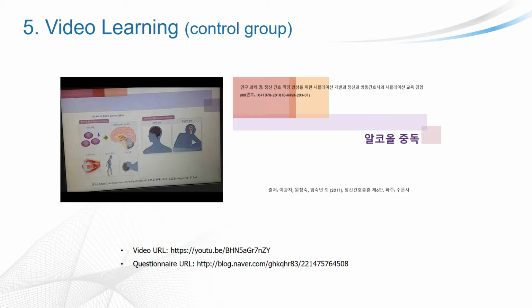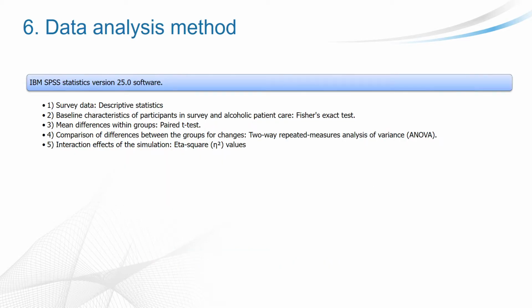The control group participated in video learning. They watched a 30-minute video clip of alcoholism and medication, psychological and social therapy, and nursing. The homepage addresses at the bottom are the video URL and questionnaire URL. Data analysis was performed using the IBM SPSS Statistics version 25 software. The data of this study were analyzed using descriptive statistics, Fisher's exact test, chi-square test, two-way repeated measures ANOVA, and eta-squared.